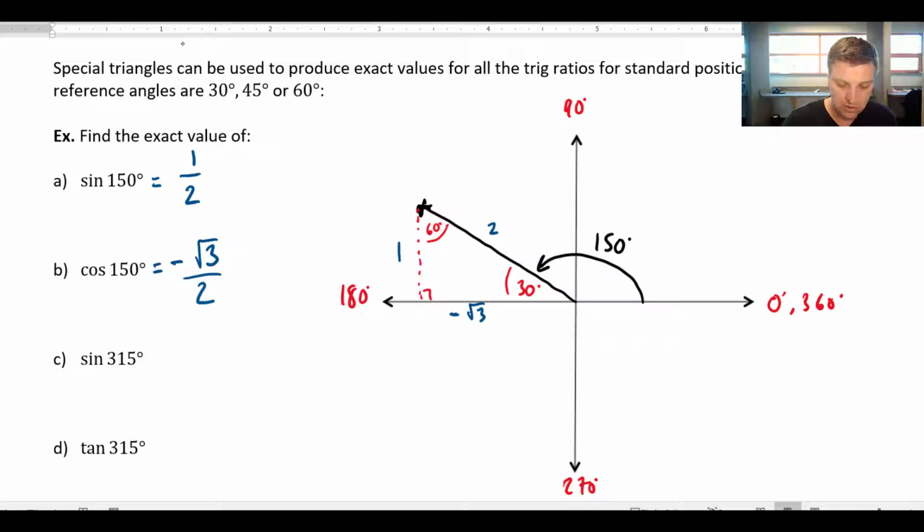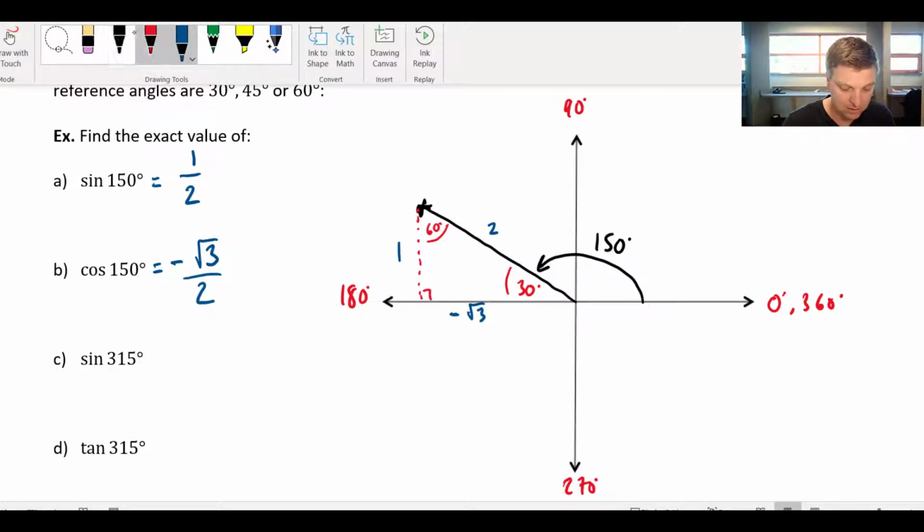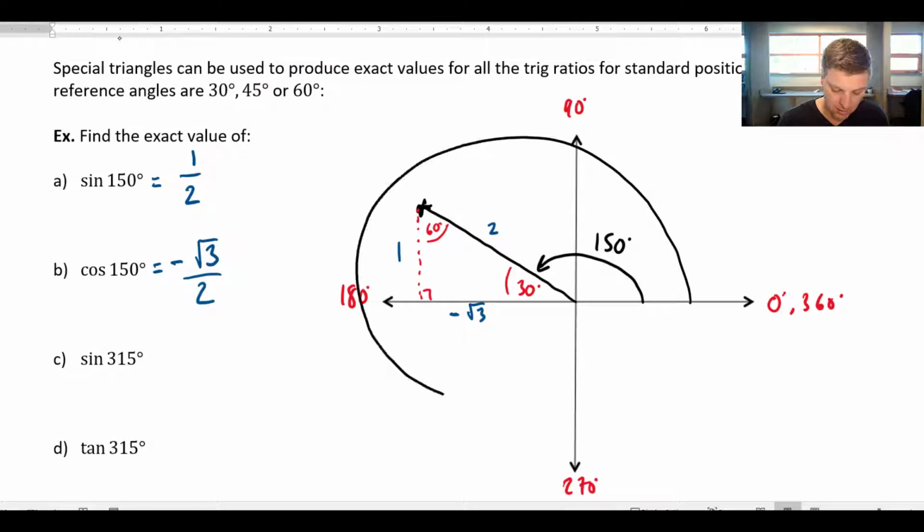Okay, let's do the other one here. Let's do it on the same grid. So now I'm going to look at 315 degrees. So 315 degrees is going to be all the way around here in the third quadrant. So I'm going to go all the way around to the third quadrant here, and maybe I'll end up something like this.